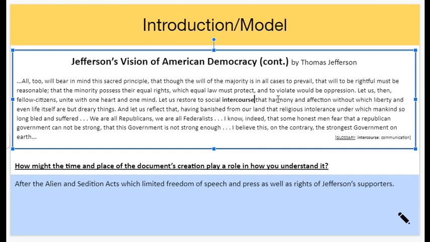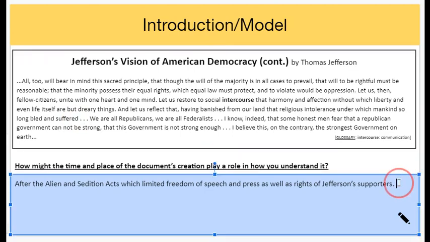Let us restore to social intercourse that harmony and affection, meaning people should go together nicely and like each other, with which liberty and even life are but dreary things. Meaning things can be boring, but we need to get along. And let us reflect, having banished or pushed out of our land that religious intolerance which mankind so long bled and suffered. Meaning we threw out, remember, American Revolution, let's write this down.